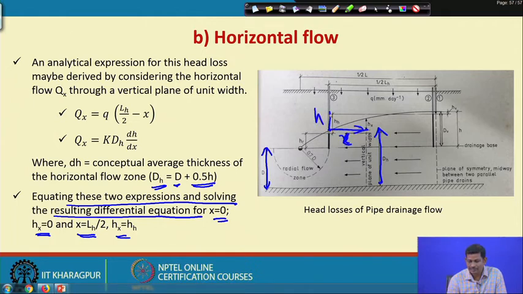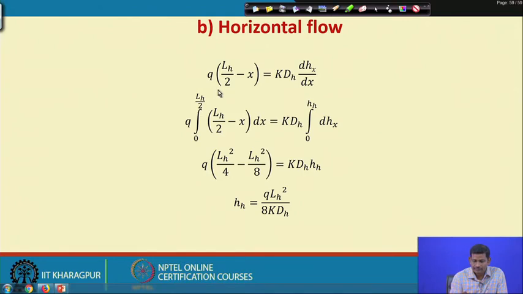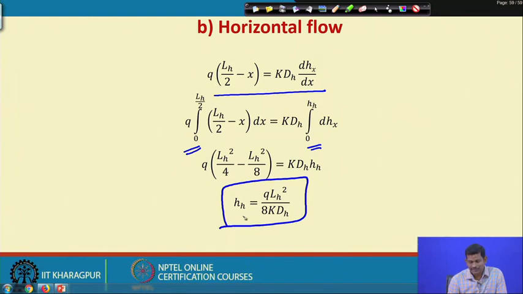So, when x is equal to 0, h is equal to 0, and when x is equal to L H by 2, at the extreme point, h is equal to h s. So, this is h s. Okay. With these boundary conditions, and then equating this, integrating this, you get the solution. First of all, equating this, and then these are the limits, 0 and L H by 2, of L H by 2 minus x dx, k into dH by dx. Finally, if you integrate it, you get H H, the horizontal head due to horizontal flow, is equal to Q L H square divided by 8 k into dH. Okay.